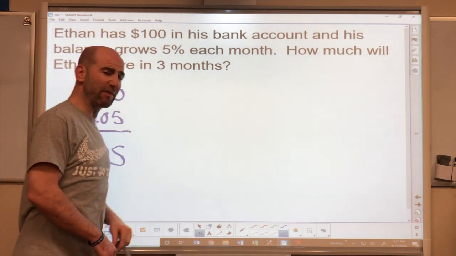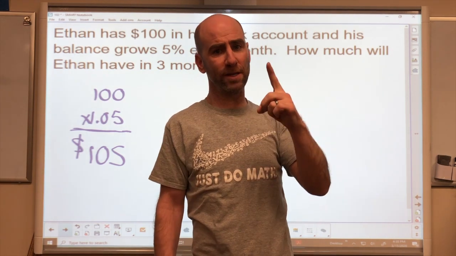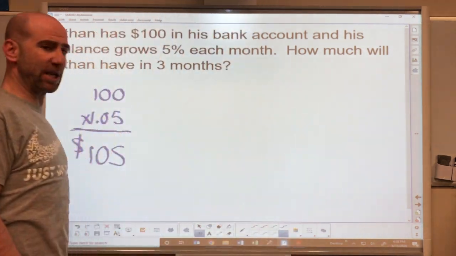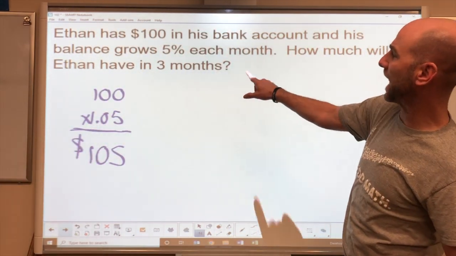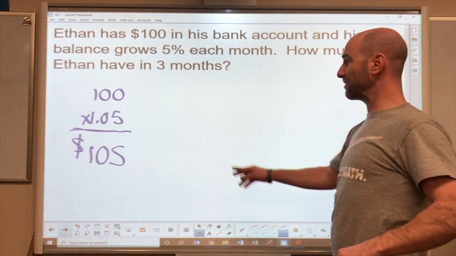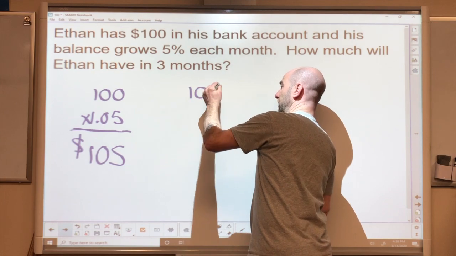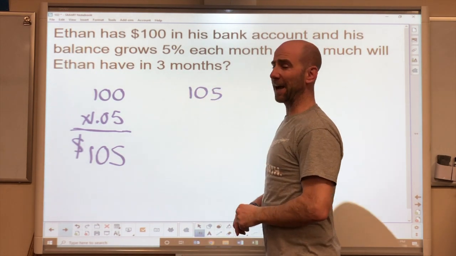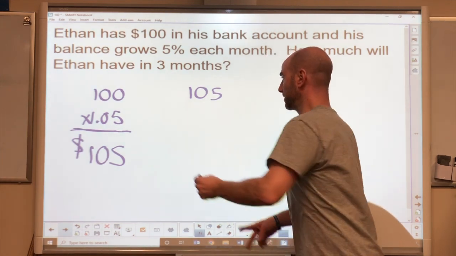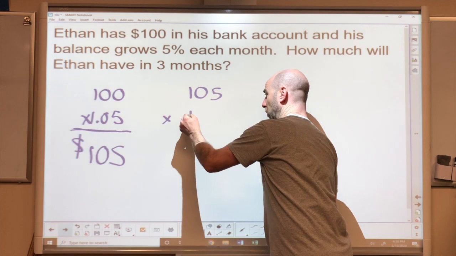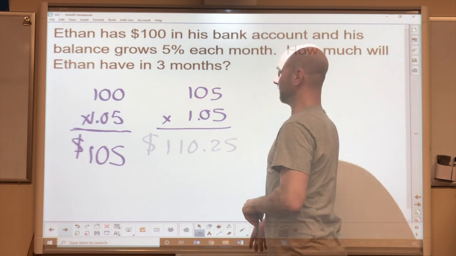$105. Now, every time you multiply by the percentage or the growth is 1 month. So this is how much Ethan has in the bank account after 1 month, but we need to know how much he has after 3 months. So after month 1, he has this amount. So in month 2, you're finding 5% growth on the $105 that he now has. So multiply by 1.05.